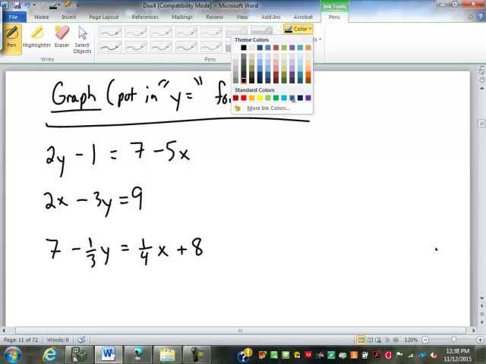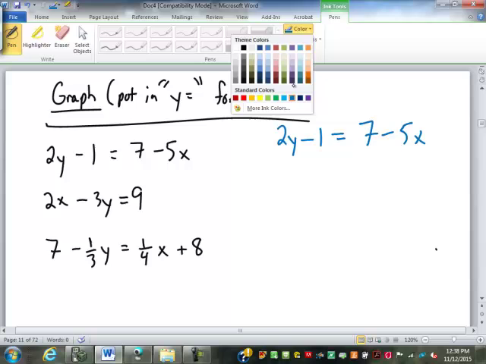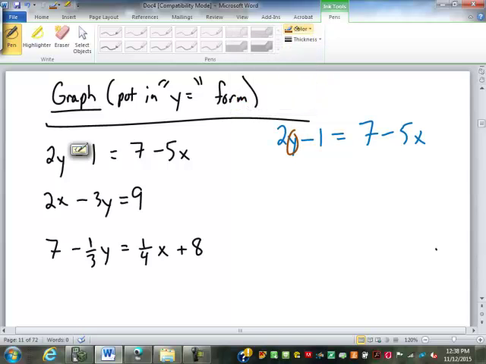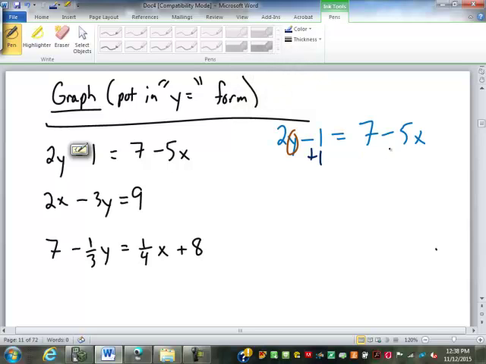Okay, so this first one here, how do we put that in our y equals form? 2y minus 1 equals 7 minus 5x. We have to get y by itself. So what do we have to get rid of? Okay, first thing we're going to do is we are going to add 1. So that's gone, giving us 2y. Where do we add 1 on the other side? The 7. So that's now an 8 minus 5x.